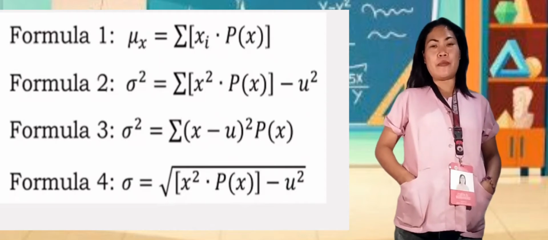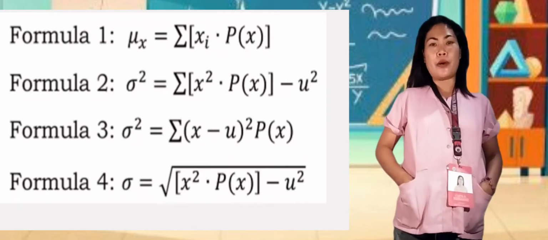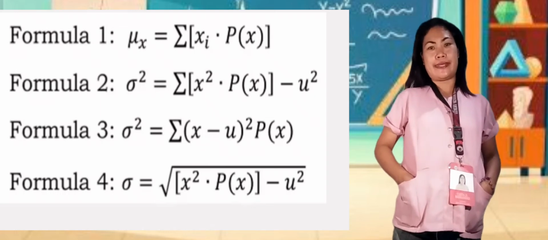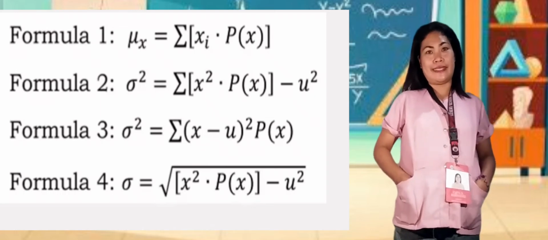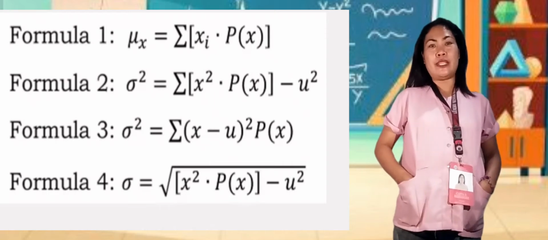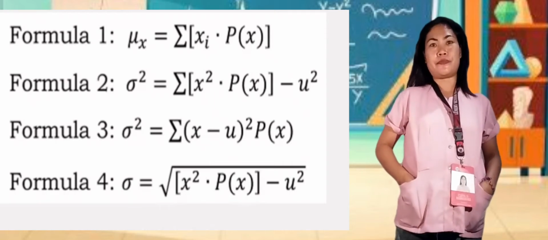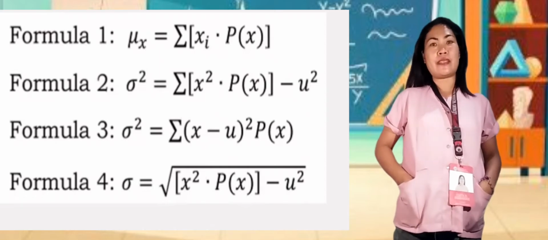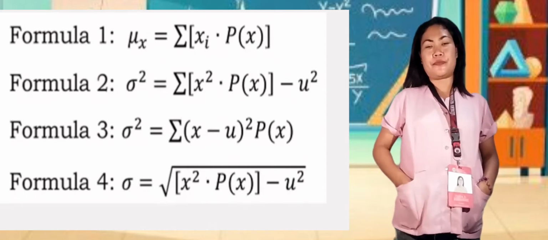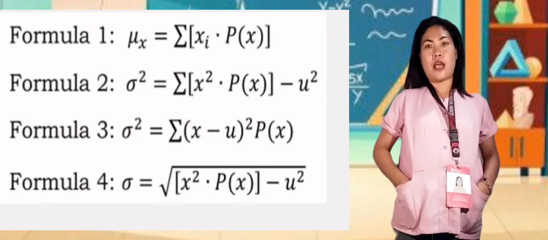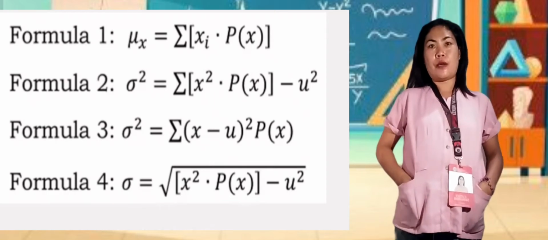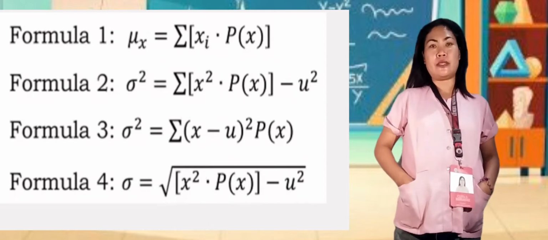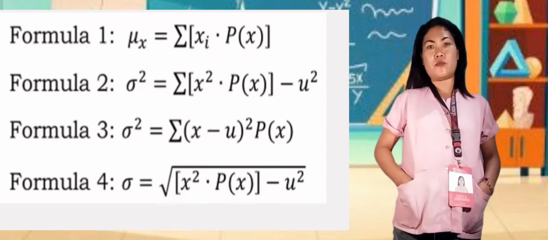Let us recall what you have studied in your junior high school about the formula of the mean and variance. Formula number 1. The mean, mu of x, is equal to the summation of x sub i times the p of x. Formula number 2. Variance is equal to the summation of x squared times the p of x minus the mean squared. Formula number 3. Variance is equal to the summation of x minus mu squared times p of x.